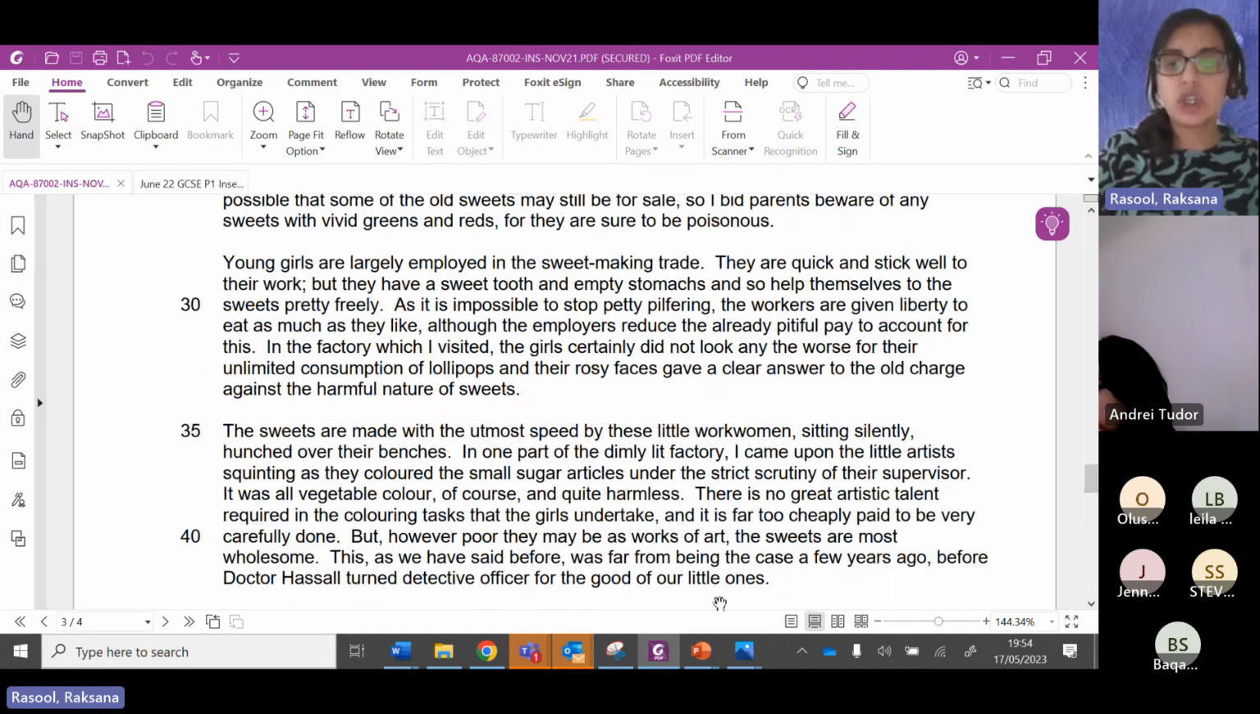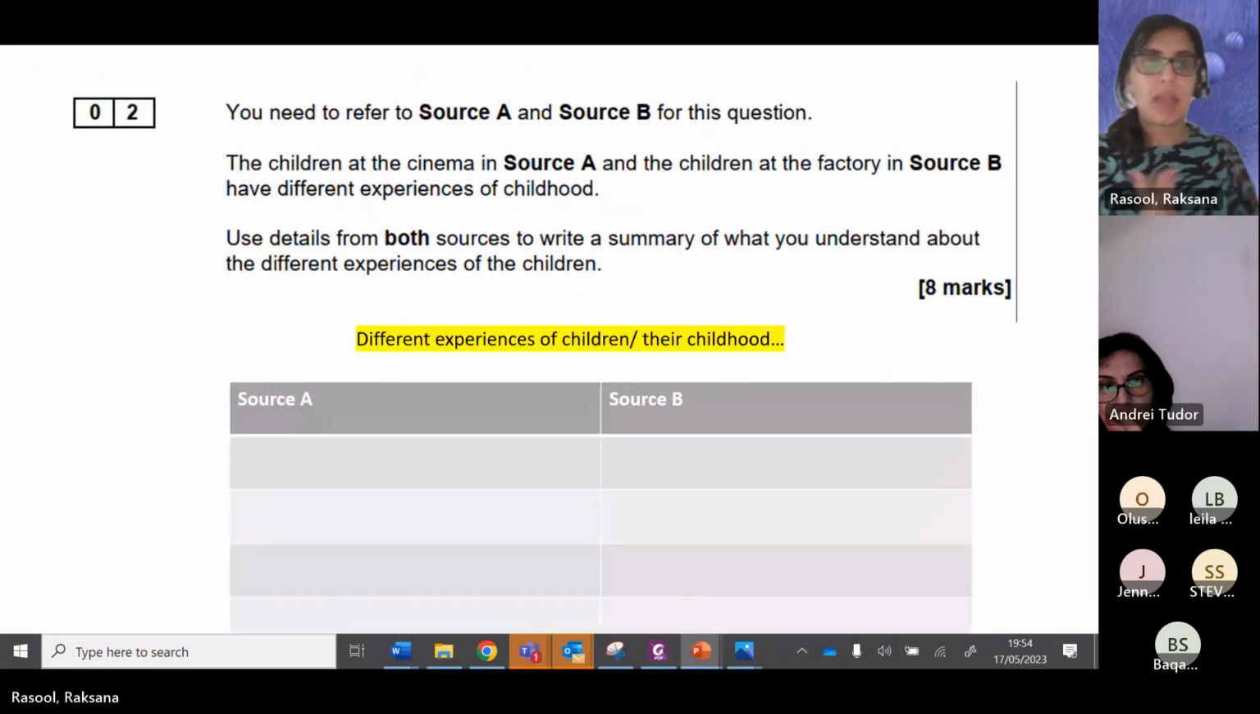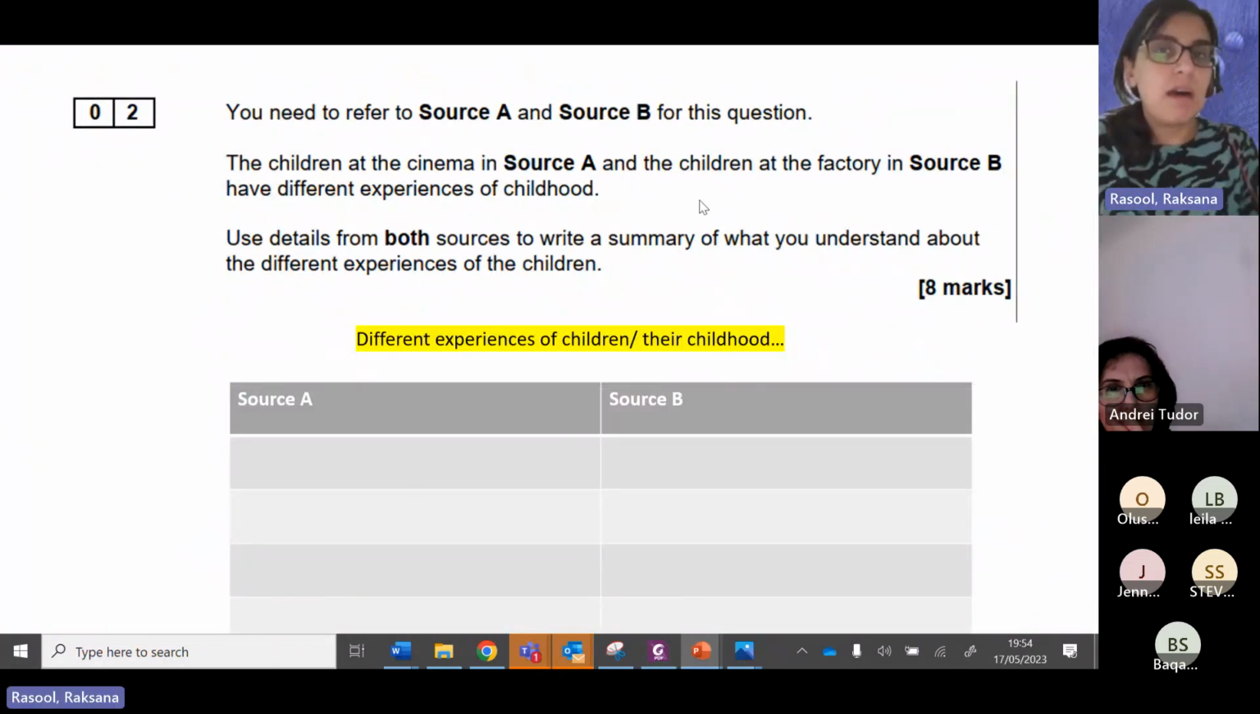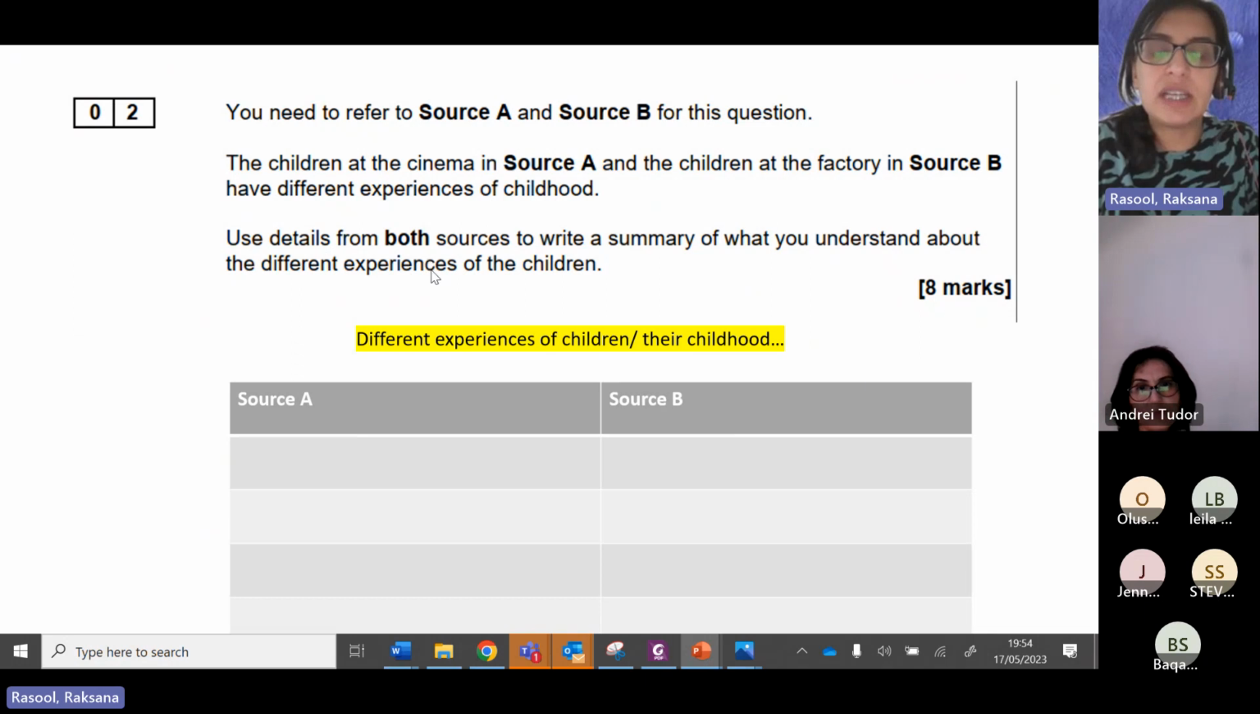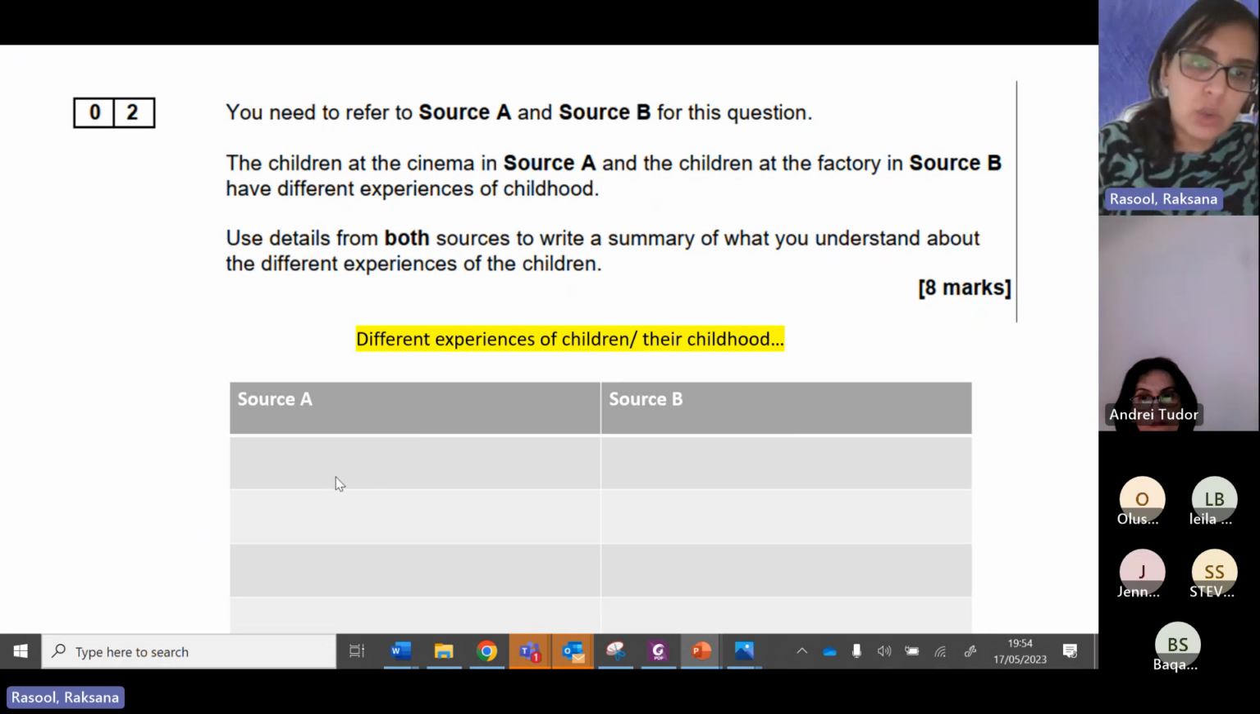But question 2 asks you this. The children at the cinema and the children in the factory have different experiences of childhood. Use details from both to write a summary of what you understand about the different experiences of the children. Now, obviously, you wouldn't draw it out in a table, but just to start us off then, what can we say about the children in Source A in the cinema? What's their childhood like? And how can we contrast that with the children in Source B?